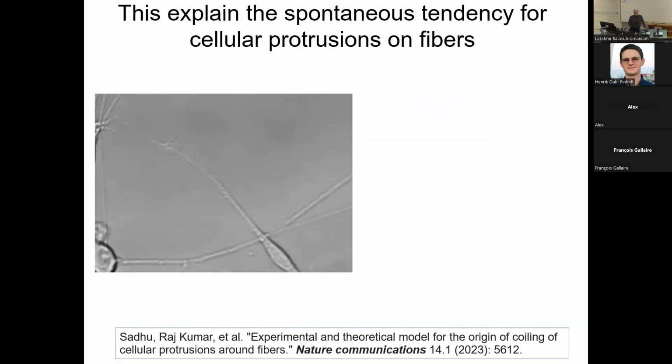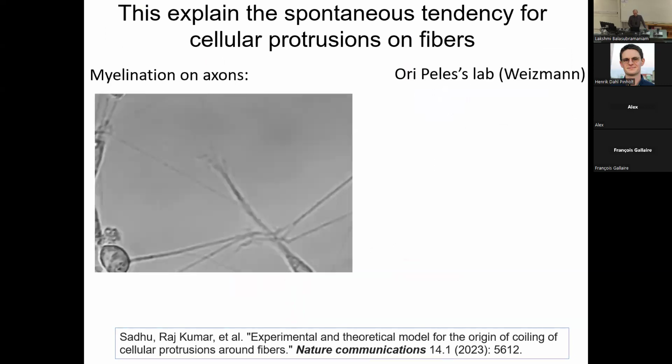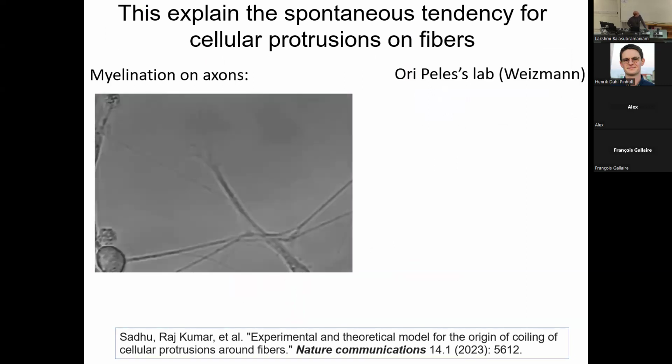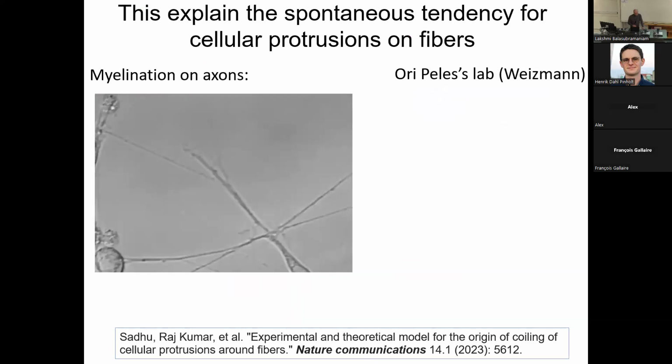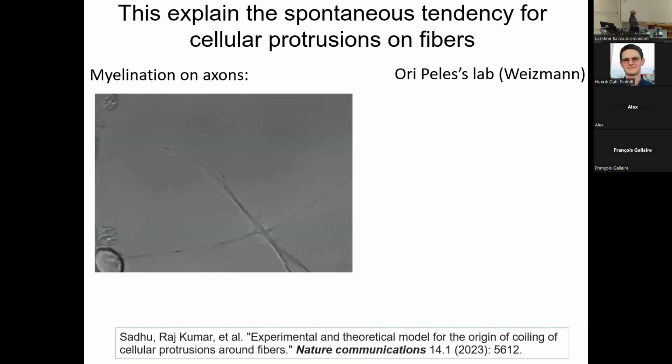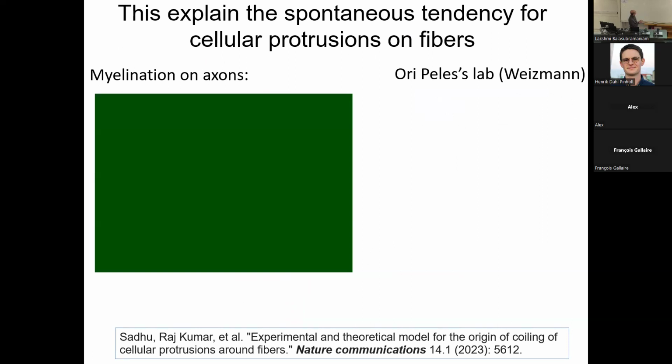Where can you see coiling in a more biologically sensible setup? So I was told to look for myelination of axons. I don't know why this is flashing like that.